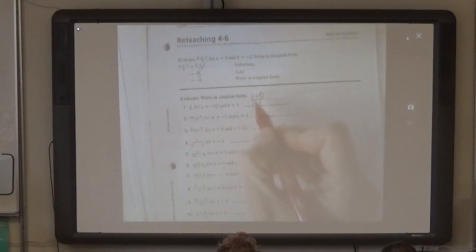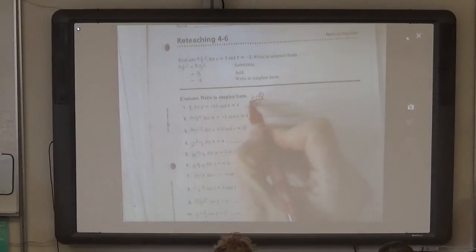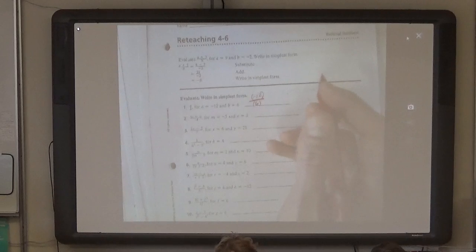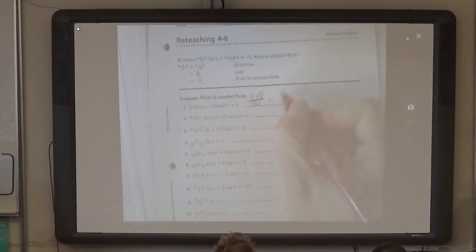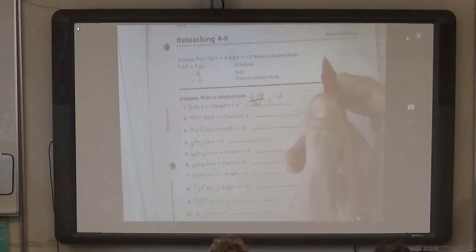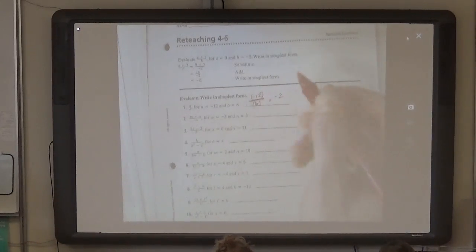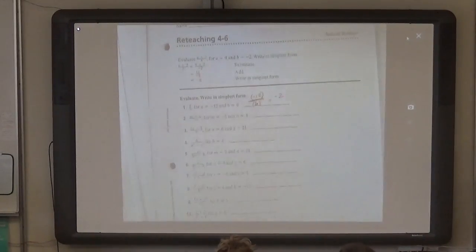Remember that the division bar also means what operation? Divide? Yeah, it means divide. Negative 12 divided by 6 is negative 2. Now, you could also just factor out the 6's and you'd still get negative 2. And you simplify it. Okay?